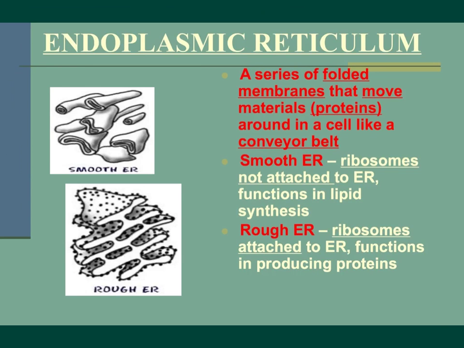The endoplasmic reticulum is abbreviated ER many times, and it is a series of folded membranes that move material, specifically proteins, around in the cell like a conveyor belt. The endoplasmic reticulum is divided into two types. The smooth endoplasmic reticulum, which does not have ribosomes present, functions in lipid synthesis. The rough endoplasmic reticulum has these little dots that you see, and those are ribosomes that are present, and this functions in producing proteins.